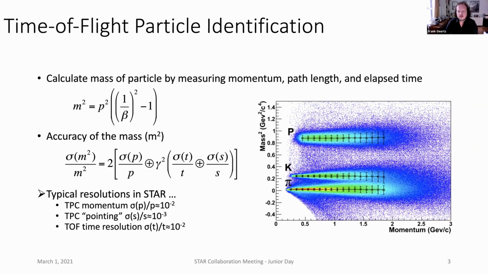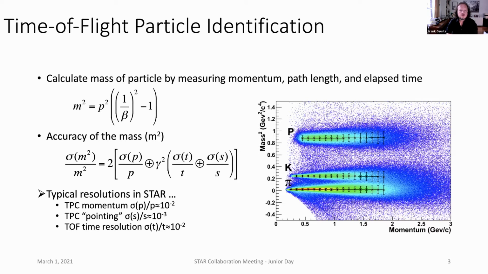So just to get everybody on the same page here, time of flight particle identification. The whole idea is to calculate the mass of the particle by measuring the momentum, which is determined by the TPC, the path length, which is also determined by the TPC, and the elapsed time, which is what the time of flight detector is supposed to provide. You all know how that looks.